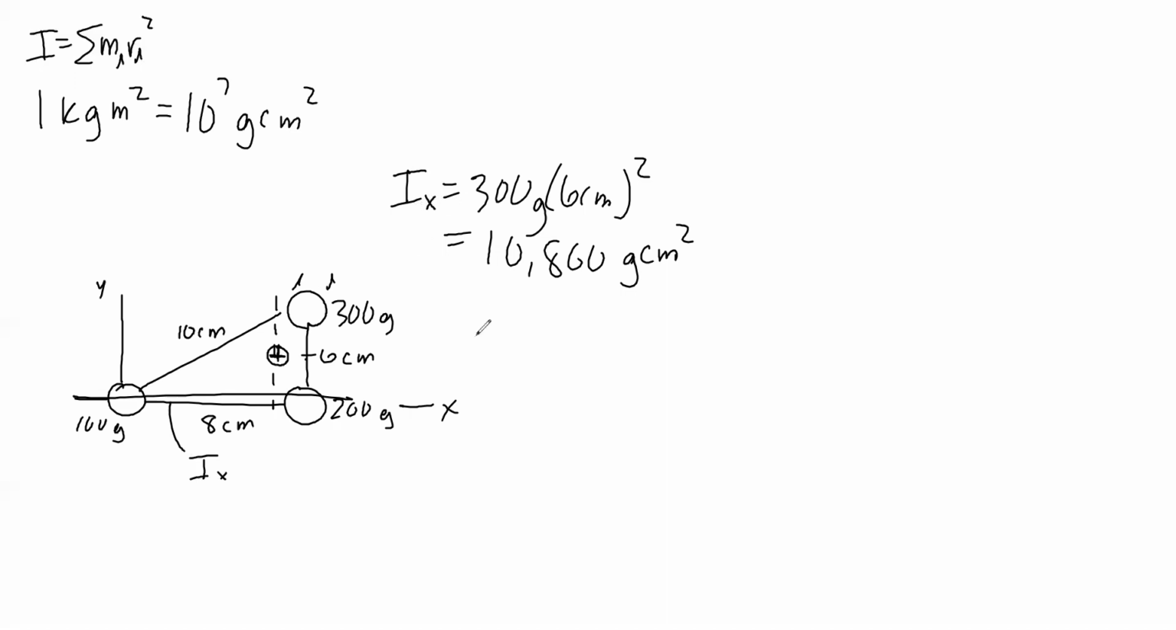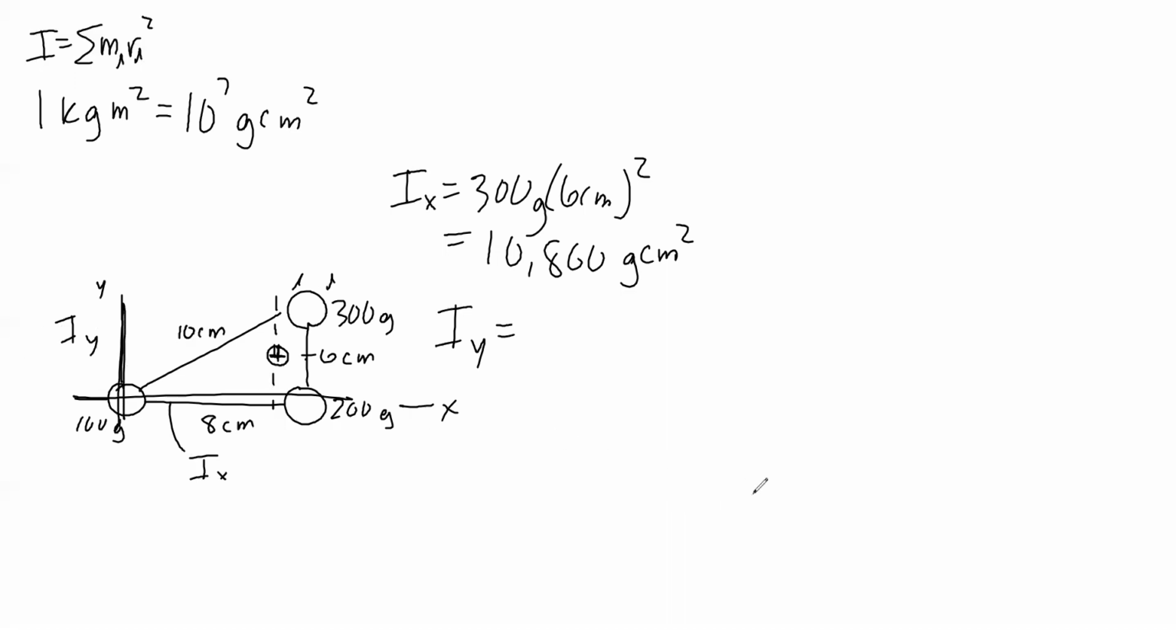That's I sub x. Now let's calculate I sub y. Again, there's nothing special about that axis, but since it goes through that same 100 gram mass, we can consider it. That's the one where the triangle is going to be rotating in and out of the screen about the y-axis.